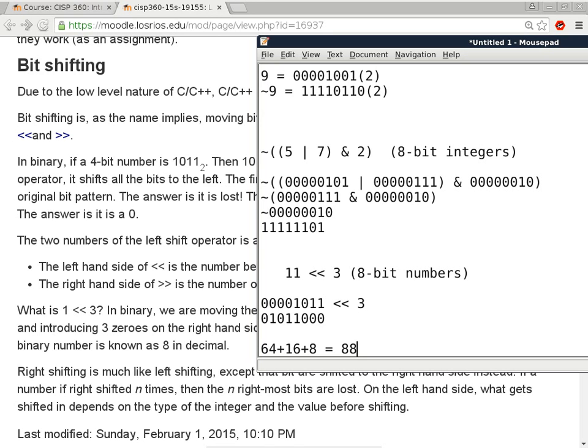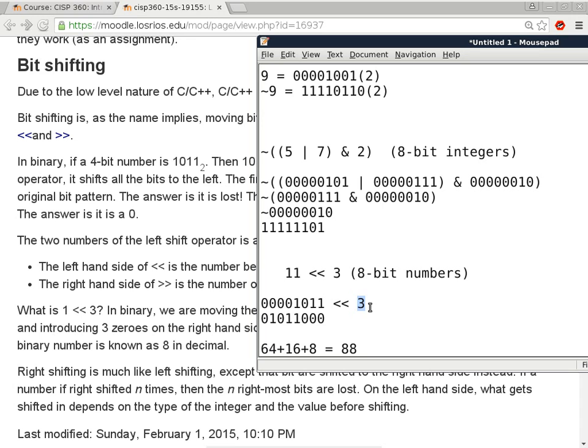Wow, 88 and 11, aren't they kind of connected in some way? Well, 88 is 8 times 11. Does that have anything to do with 8 being 2 to the power of 3? What do you think? Absolutely. Every time you left shift by one position, you're multiplying by 2.